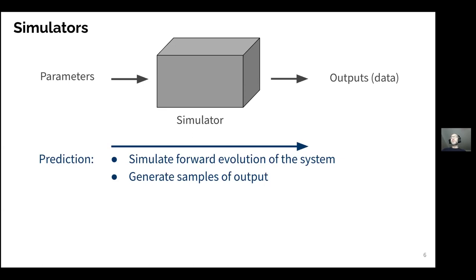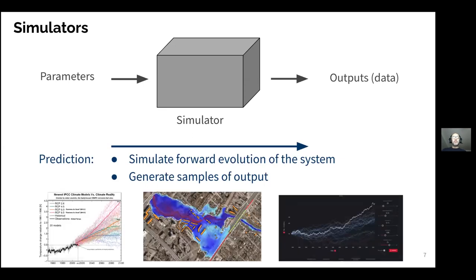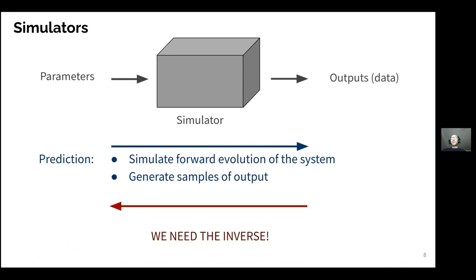So this is useful by itself for some fields like climate science. Maybe you want to do climate projections, flood models, or economics models and things like that. So there are fields where forward runs of a simulator is already useful. And there is also the other possibility.